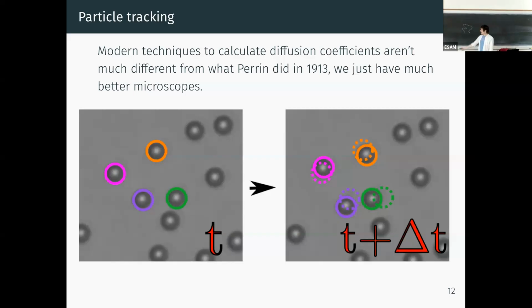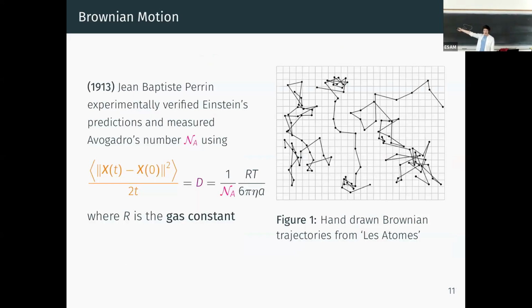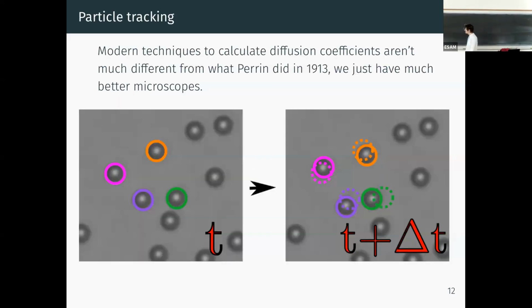But I regret to inform you that Perrin's work was in 1913, and up to a little bit of computer fanciness, we're still effectively doing the same thing by and large. Particle tracking is, I would say, the most widespread way of measuring diffusion in the modern era. And the algorithms go like this.